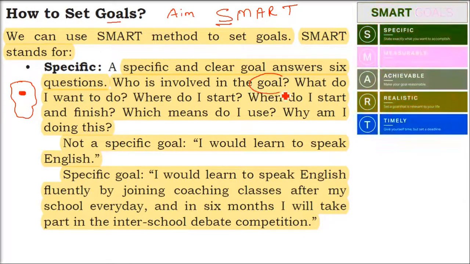So for a specific and clear goal, you have to get the answer of who is involved in the goal. You, some other person, your daughter. What do you want to do? You want to be a doctor, an engineer, an astronaut, a pediatrician, or a helper, meaning helping people. Where do I start? If I have some goal, what is the point I should start at? And when do I finish? What is my start line and what is my finish line? Okay? Which means do I use?